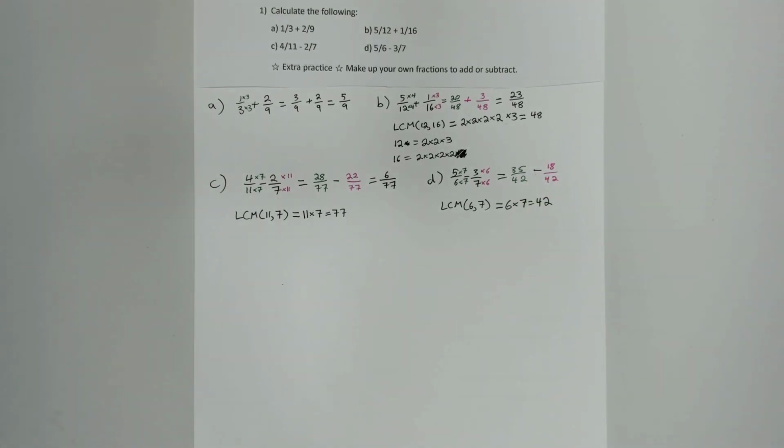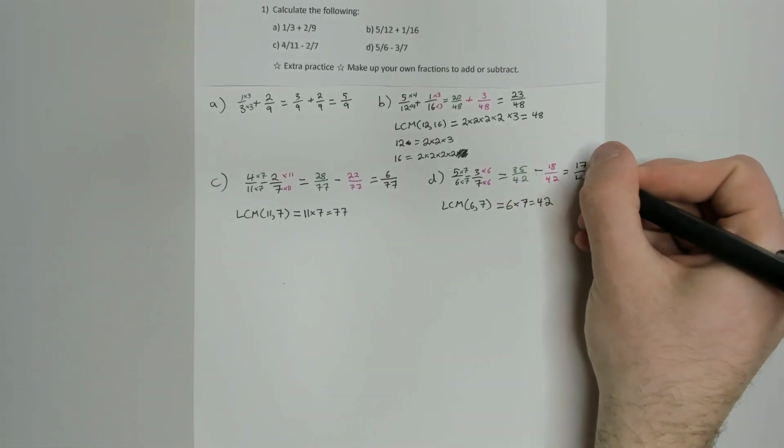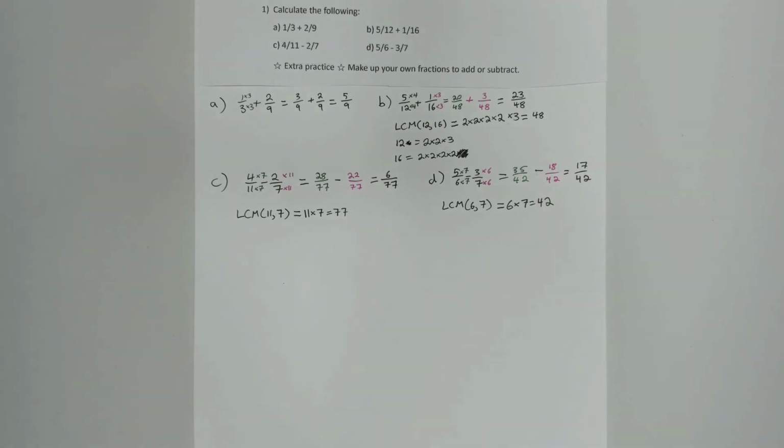So now we're looking at 35 minus 18, which is going to be 17 over 42, which once again is simplified. So that is the answer to part D. And if you want more practice, just make up fractions and either add or subtract them. It's as simple as that. And then you can check to see if you're correct by using a calculator. And yeah, so let's move on to question 2.